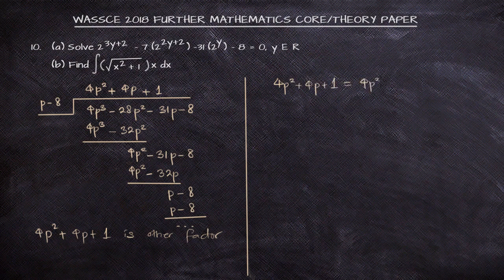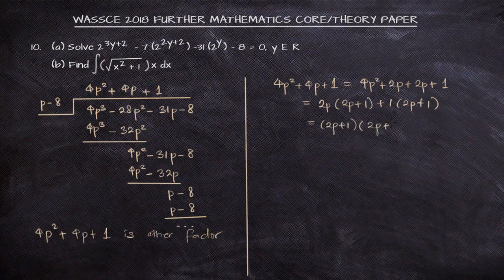So if we want to factorize 4p squared plus 4p plus 1, we can easily do that by saying this is 4p squared plus 2p plus 2p plus 1. And now 2p is common to the first two entries, and that will be 2p into 2p plus 1, plus 1 into 2p plus 1. And here we have the same factors, 2p plus 1, 2p plus 1. So we can now understand why our calculator gave us just only 2 entries as the factor of the polynomial.